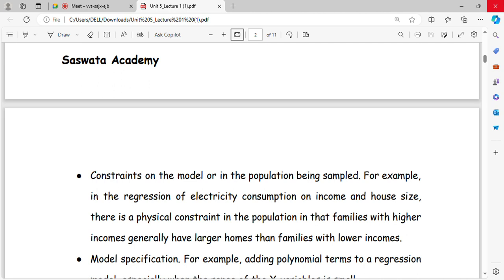But there is a problem. The problem is income and house size may be related. The families with higher income tend to have larger homes, right?